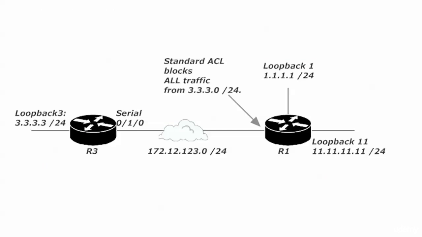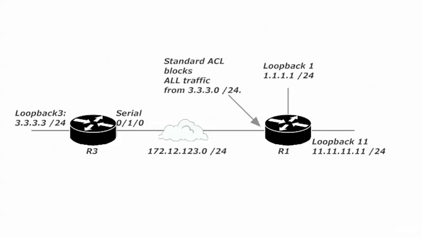And any other network that gets opened up on router 1 or added to router 1, 3.3.3.0/24 won't be able to communicate with it because we used a standard ACL. So there's the big drawback. What we need to do actually is use an extended ACL. That's what we're going to do.